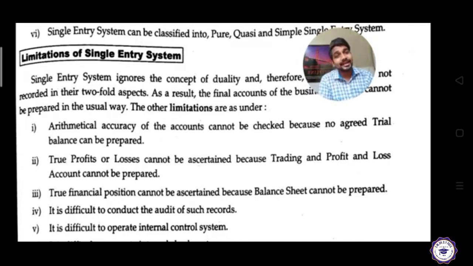True profit and losses cannot be ascertained because trading and profit and loss account cannot be prepared. Trading and profit and loss यहाँ पे तैयार नहीं होता, अच्छे से बना नहीं सकते, तो इसी के लिए हम लोग को प्रॉफिट एंड लॉस जो है बिजनेस फर्म का कितना है, कितना अमाउंट है, कितने लेवल में है, वो हम लोग एग्जैक्टली एक्यूरेटली नहीं बता सकते. तो ट्रू प्रॉफिट एंड लॉस कैन नॉट बी असर्टेन्ड.